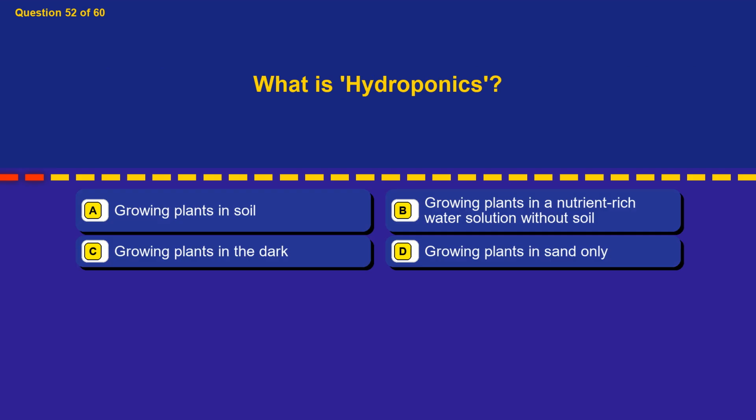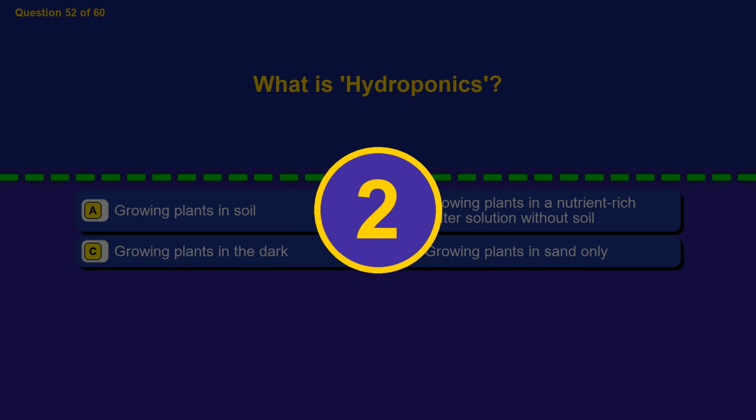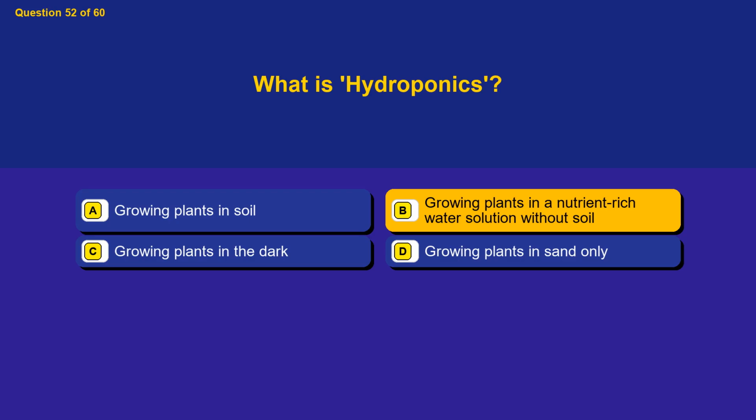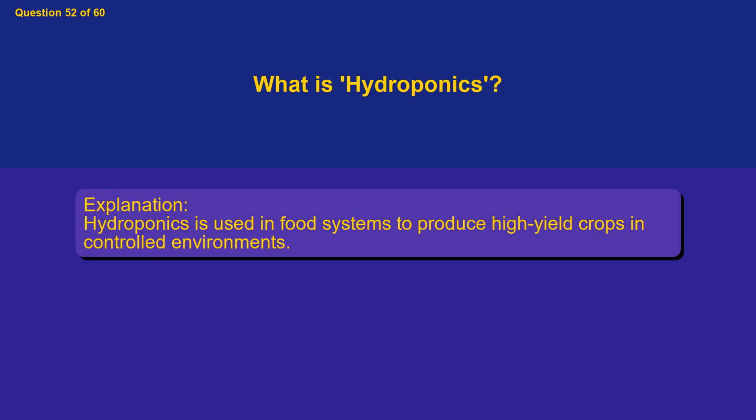Question 52. What is hydroponics? Option A, growing plants in soil. Option B, growing plants in a nutrient-rich water solution without soil. Option C, growing plants in the dark. Option D, growing plants in sand only. The correct answer is option B, growing plants in a nutrient-rich water solution without soil. Hydroponics is used in food systems to produce high-yield crops in controlled environments.